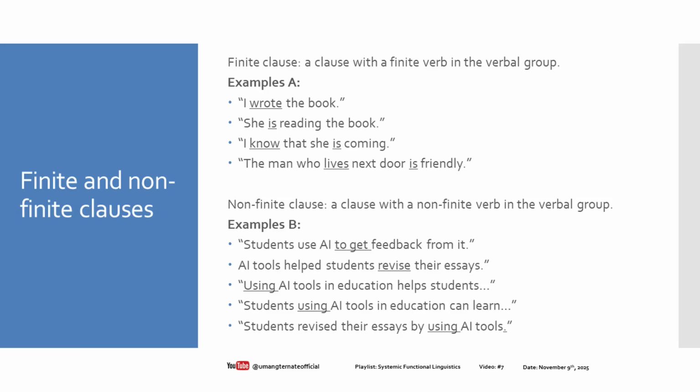In examples A, all underlined words are verbs. You can see that the verbs are either in the past or present tense, right? Their forms are also influenced by the number. Now, examples B are non-finite verbs. There are 3 types of non-finite verbs. The first example shows what we call a to infinitive, in which the verb begins with the word to. The second example shows what we call a bare infinitive, in which the verb does not begin with the word to. Meanwhile, the rest of the examples show what we call a gerund, that is, the verb in the present participle form.